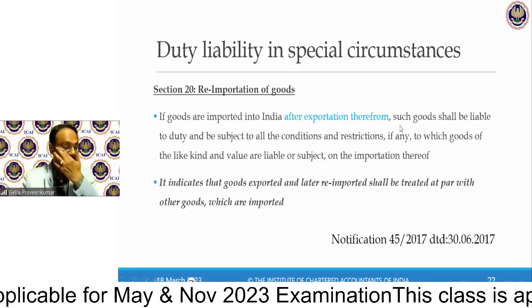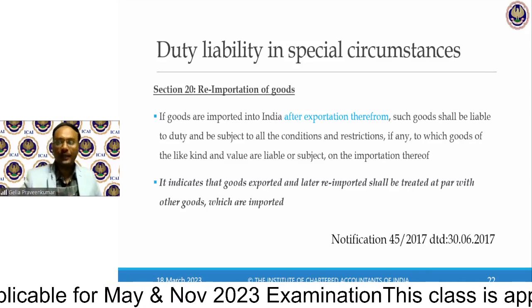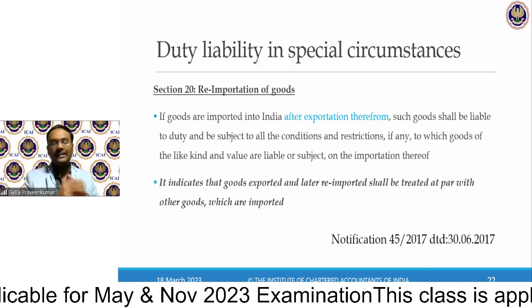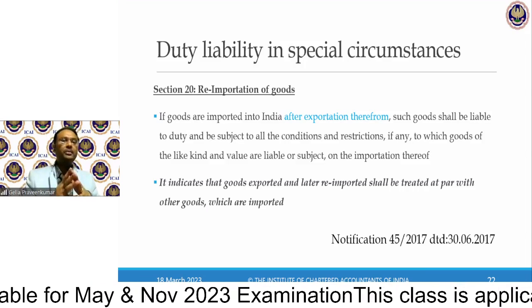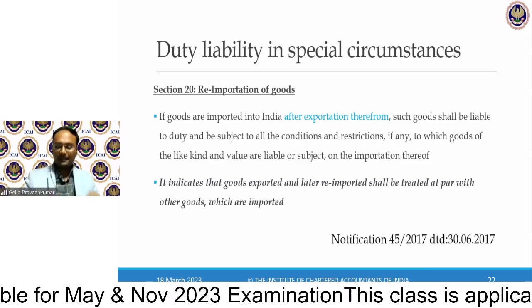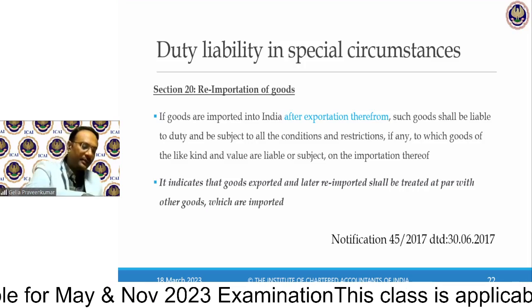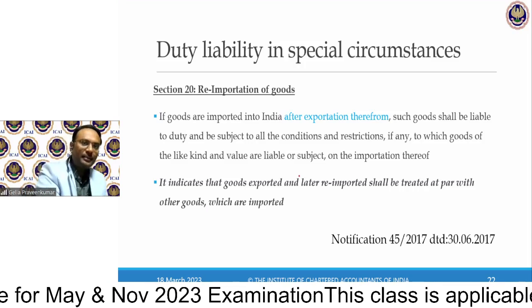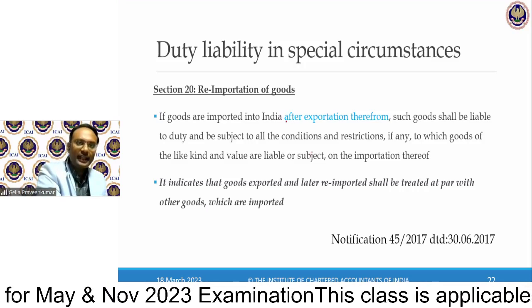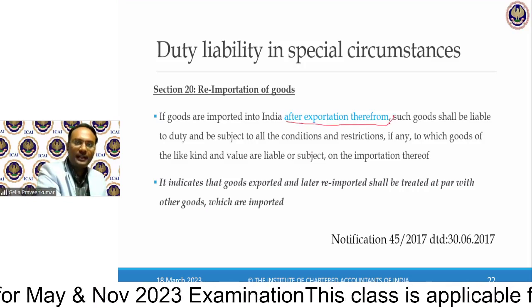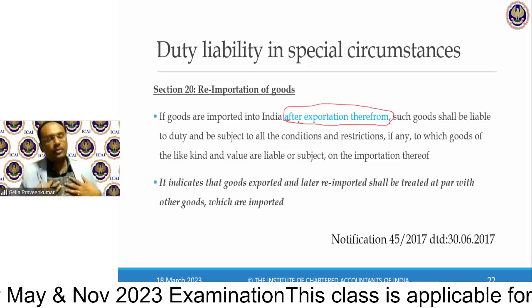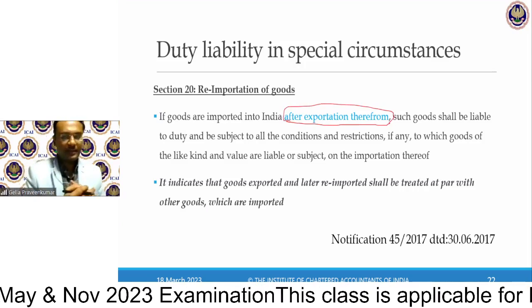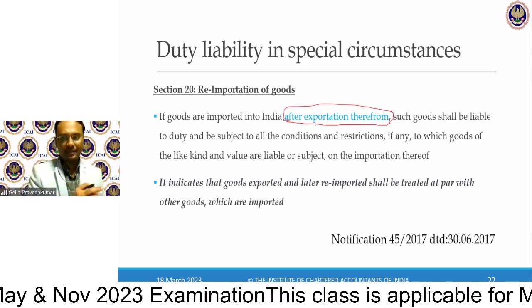Now, let's come to the discussion where we stopped. I gave two examples, two instances where we were going to touch upon re-importation of goods. Now, when I say re-importation, what do you mean by re-importation? If goods are imported in India after exportation therefrom, that means I have sent the goods, either my own goods or someone else's goods. That's how this re-importation comes into picture.